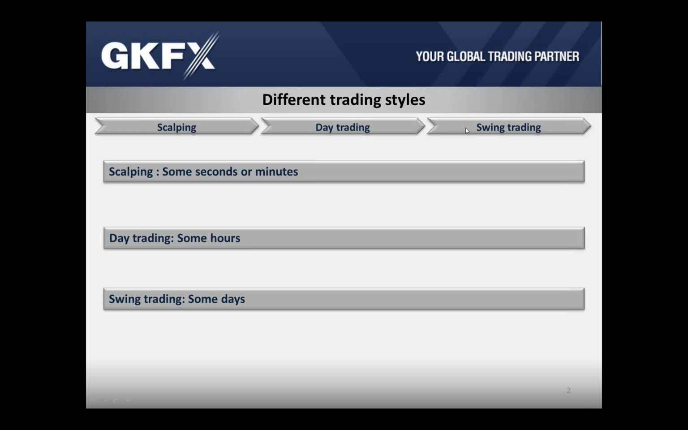You know there are different trading styles. Scalping, it's a very short term, day trading, or swing trading. For scalping, it's a very short term from some seconds to some minutes. For day trading, it's quite intraday, within 24 hours. And swing trading, it's medium term, so it can be some days, even 2 weeks. Let's start with scalping.